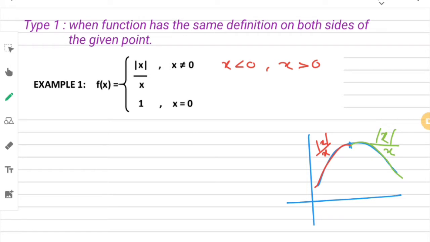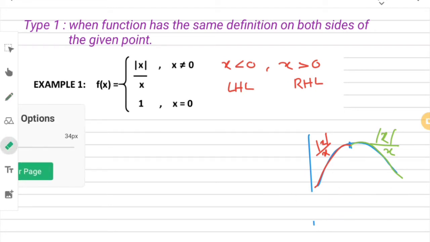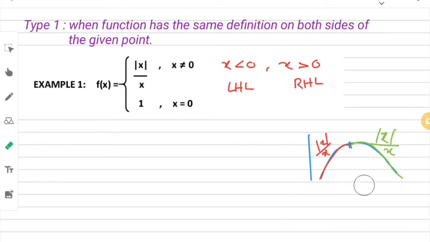And x is less than 0 means left hand limit, x is greater than 0 means right hand limit. Okay, in this type 1 both sides have the same equation. Now we are going to check whether this function is continuous at both the left hand side as well as the right hand side.